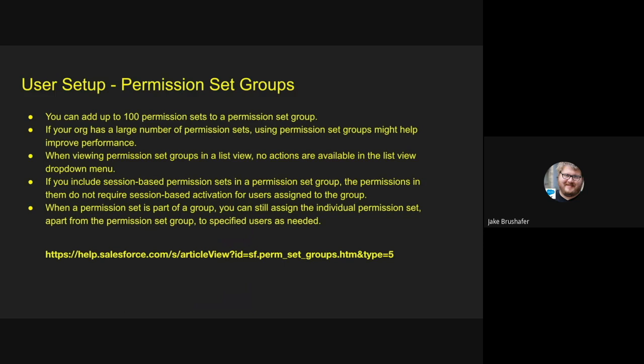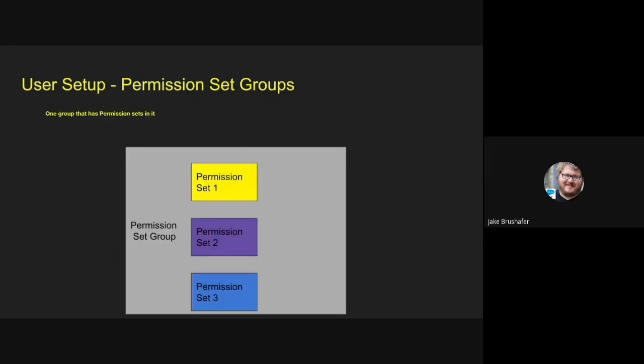When viewing permission sets and groups in a list view, no actions are available in the list view drop-down menu. If you're including session-based permission sets in a permission set group, the permissions in them do not require session-based activation for users to be assigned to the group. When a permission set is part of a group, you can still assign the individual permission set apart from the permission set group. If we go back here, I could assign this group with permission set 1 in there. Maybe I have a mute on here that negates something, but then I could also take this permission set and still assign it to that person outside of that group. So I could have multiple permission sets and multiple permission set groups dictating my access to things in Salesforce.